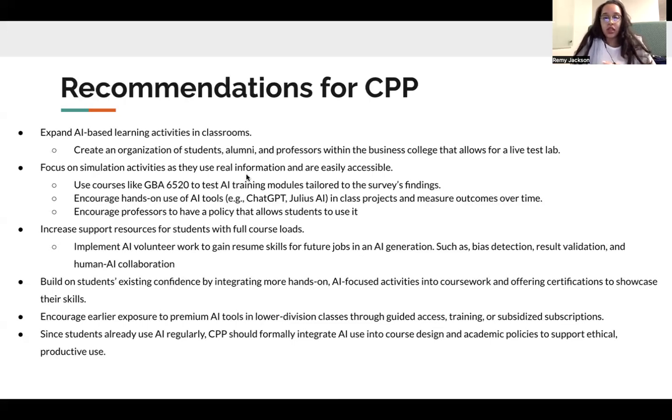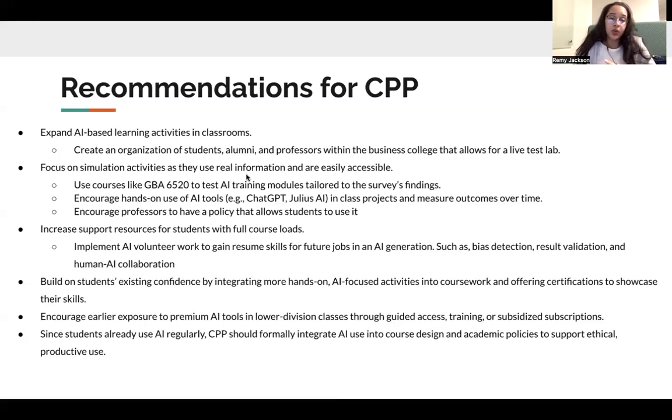Another recommendation is focusing on simulation activities, as they use real information and are easily accessible. With this, we can use courses like GPA 6520 to test AI training modules tailored to the survey's findings, encourage hands-on use of AI tools like ChatGPT and others in class projects, measure outcomes over time, and encourage professors to have a policy that allows students to use it as well.